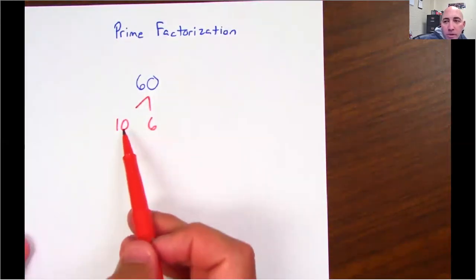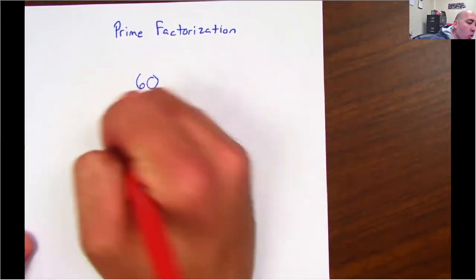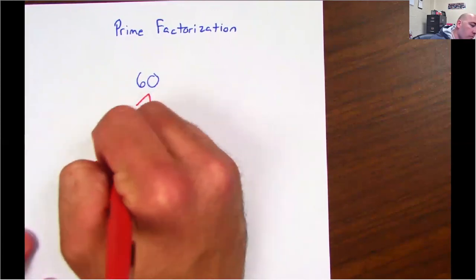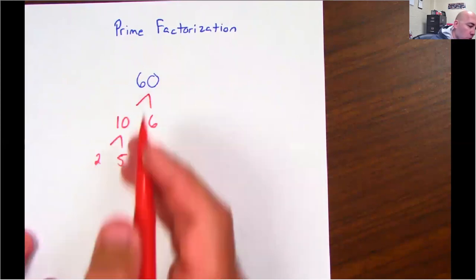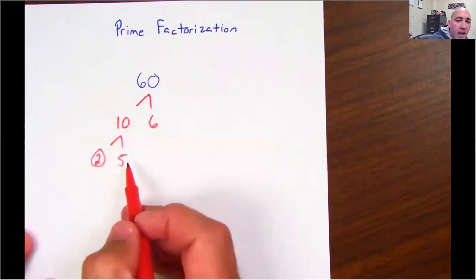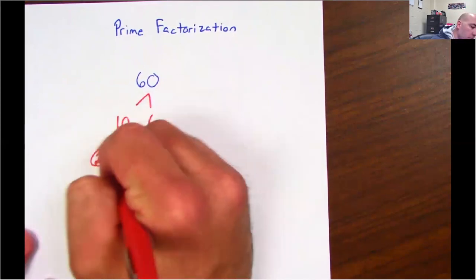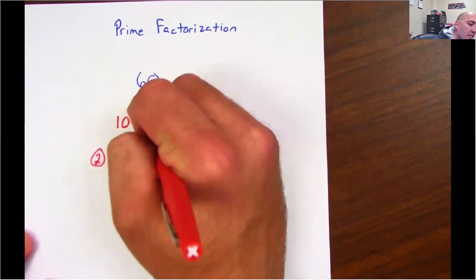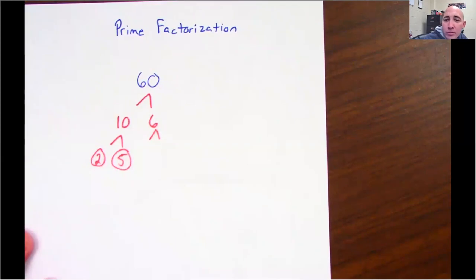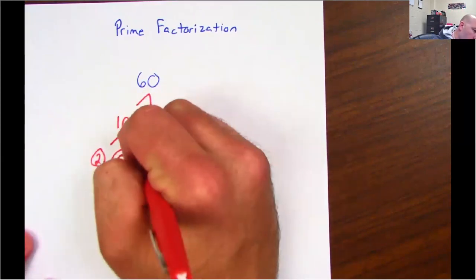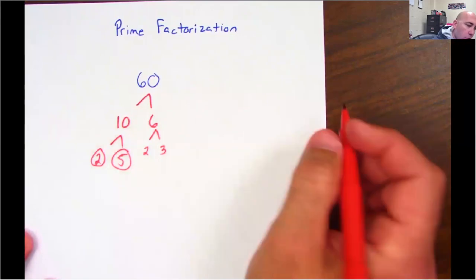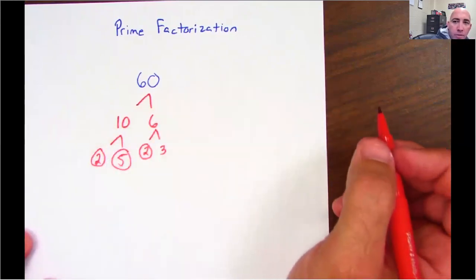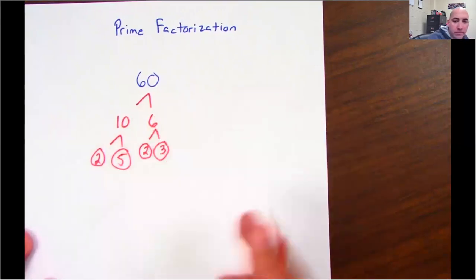10 is a composite number. I need to break it down. What multiplies to give you 10? Well, that's 2 times 5. 2 is a prime number, circle it. 5 is a prime number, circle it. Now we have to break down the 6. That's a composite number. What multiplies to give you 6? Well, 2 times 3. 2 is prime, I'm circling it. 3 is prime, I'm going to circle it.